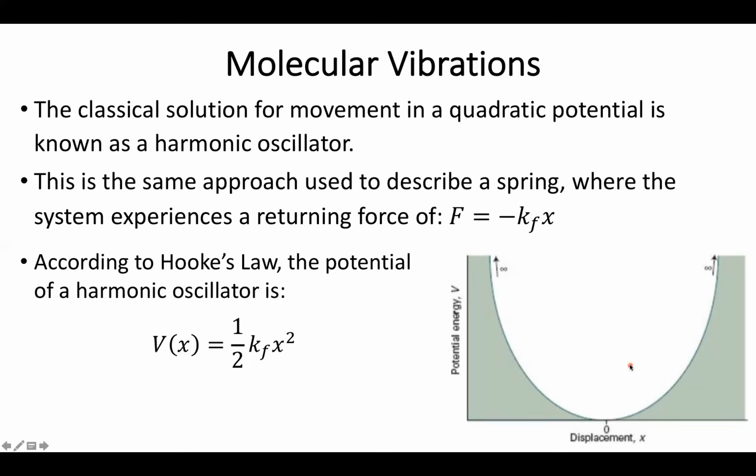Now, using the model of a spring, according to Hooke's law, we can describe our potential surface, not too surprisingly, as 1/2 kf times the position squared. So again, not too surprising that we have the position squared, as we have a quadratic potential well.